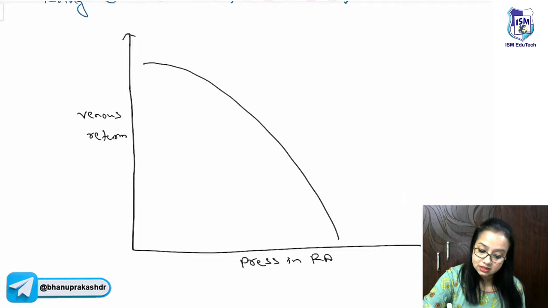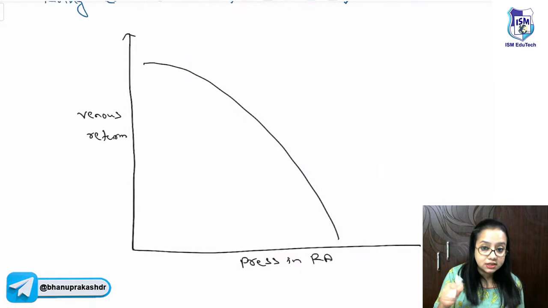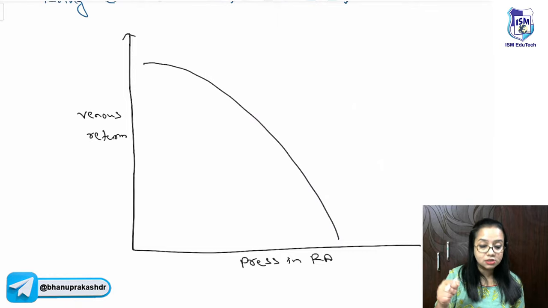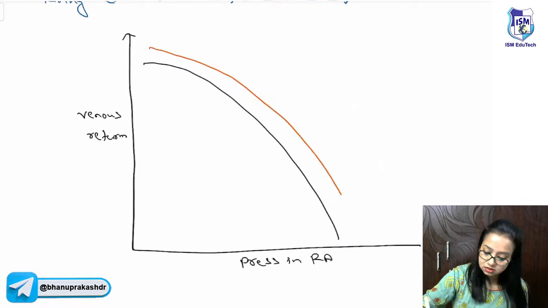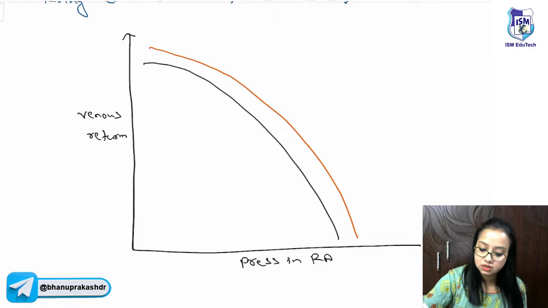Now, consider conditions when there is an increase or decrease in the diameter of the vena cava. Say due to some reason the superior vena cava and the inferior vena cava, or even the veins from the periphery which push the blood to the right atrium, become constricted. When that happens, the curve shifts upward towards the right.